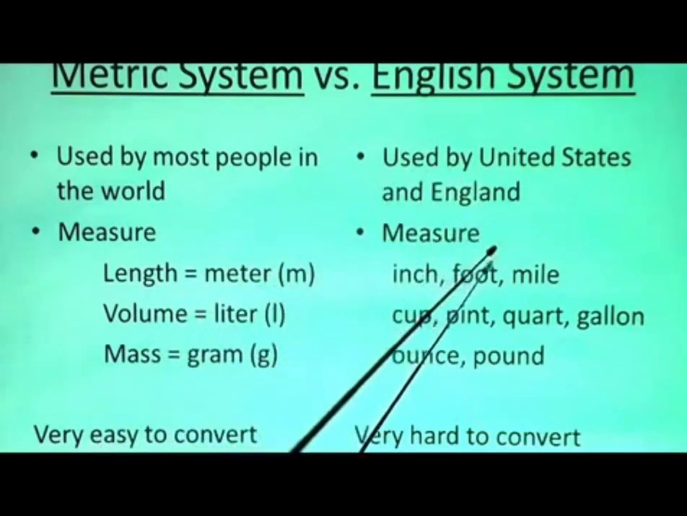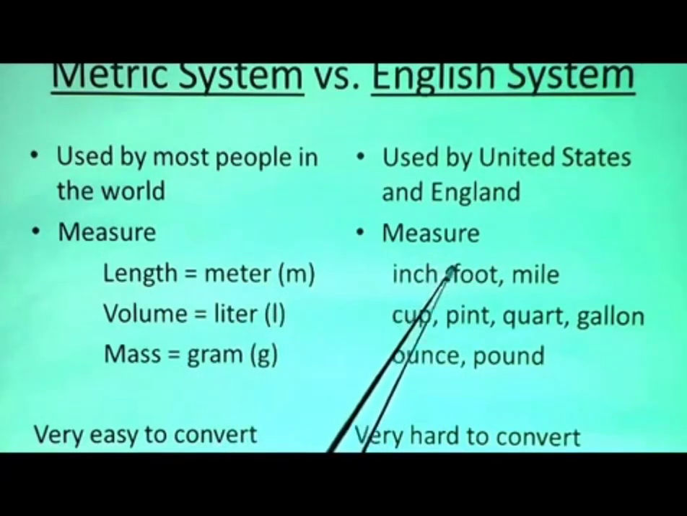But in English, we have all sorts of descriptions for meter, such as inch, foot, and miles. For volume, we have cup, pint, quart, or gallon. And then for mass, we have ounce and pound. In the metric system, it's easy to convert, but in the English system, it's harder to convert because these relationships are not always the same.